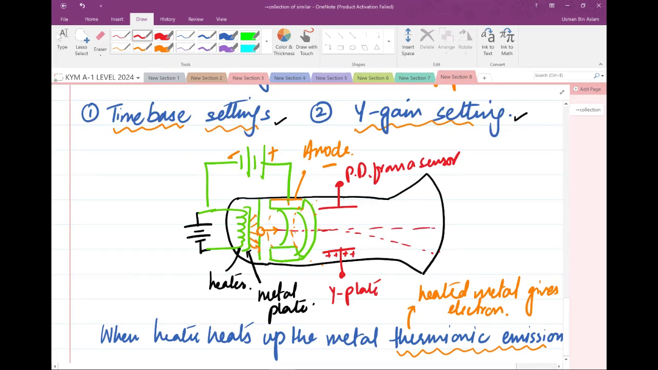If the upper plate is positive, the electron beam will get deflected vertically upwards. So basically, the Y plates are supposed to deflect the electron beam vertically up or down.